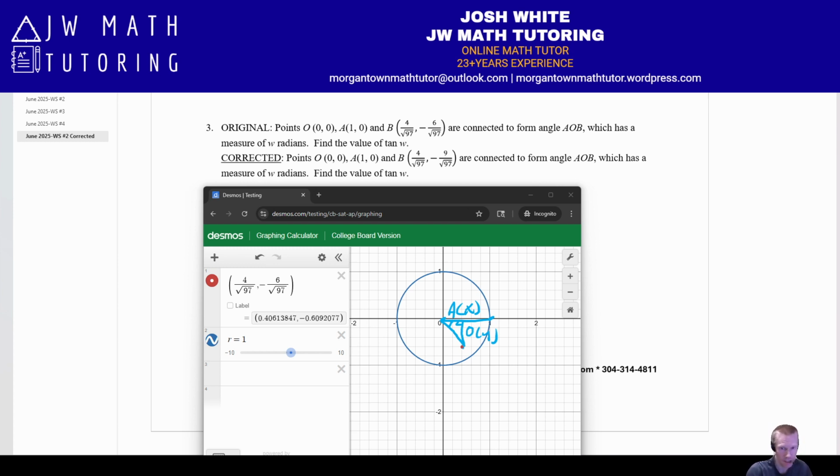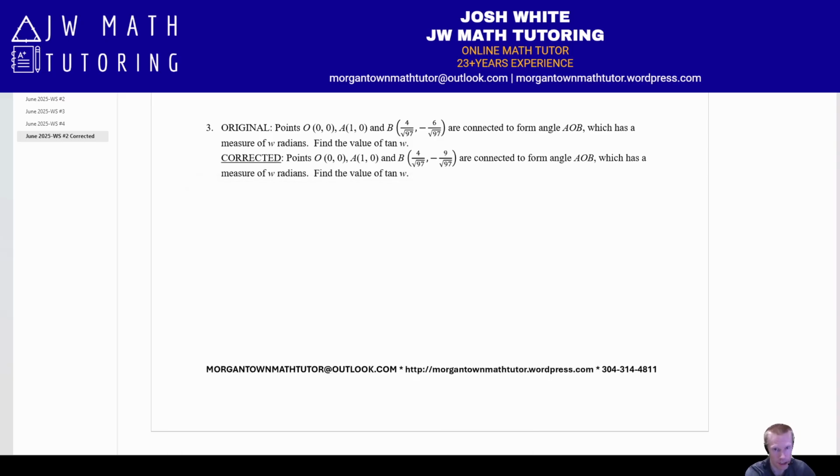So I've corrected it. I've updated the numbers to what I think they should be. Most likely the numbers were intended to be 4 and negative 9, as compared to 4 and negative 6. The reason being, if you take 4 squared plus negative 9 squared, you get 16 plus 81, and notice that equals 97, which is the number under the root in the denominator. In other words, if you set up a right triangle, you'll get 4, 9, and root 97 as your three sides.